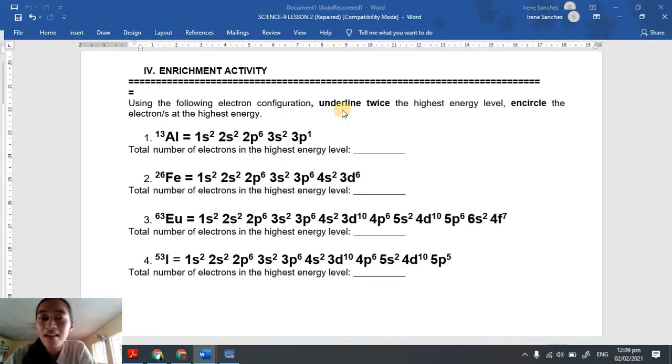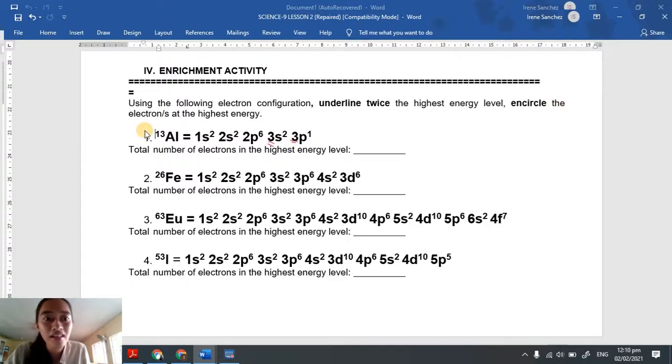The instruction is underline twice the highest energy level and encircle the electrons at the highest energy. What to do? So, the higher would be the number at the first part of the electron configuration of that certain group, meaning muna siya highest. So, dili na siya 1, naa siya level 2, naa siya 2 na po, 3, 3. So, unsa may kinadak-an ang number? Of course, that's 3. So, ang answer ninyo kay 3. Pero duha man ka 3, so just underline duha ka 3.